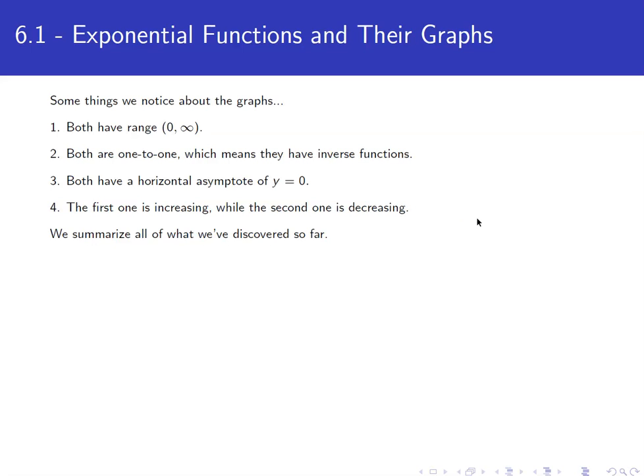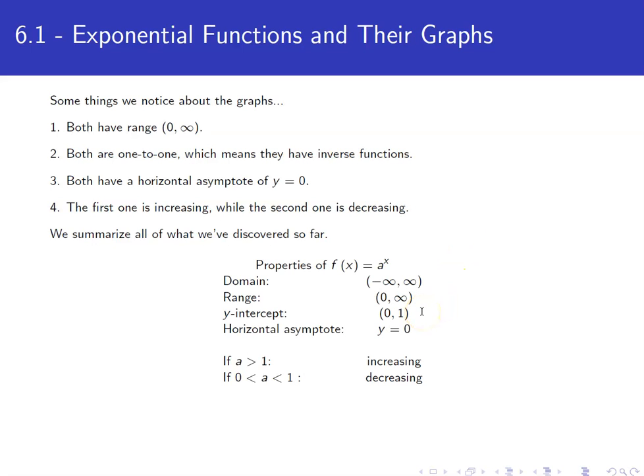So let's summarize what we've seen so far. So here are the properties of the function f of x equals a to the x. The domain is all real numbers. The range is all positive real numbers. The y-intercept is (0, 1). The horizontal asymptote is y equal to 0. It's increasing if a is greater than 1, and it's decreasing if a is between 0 and 1.